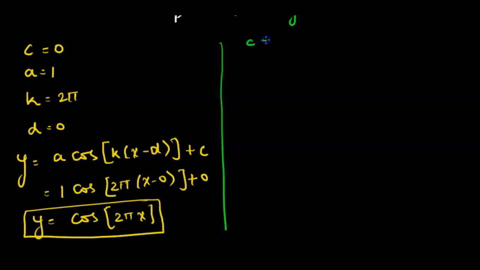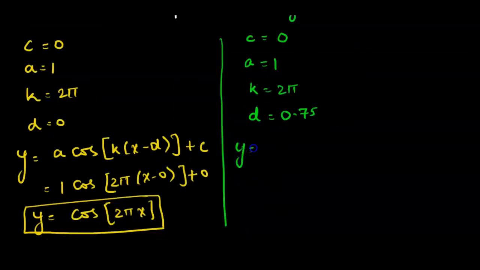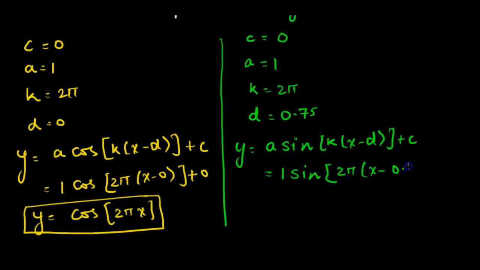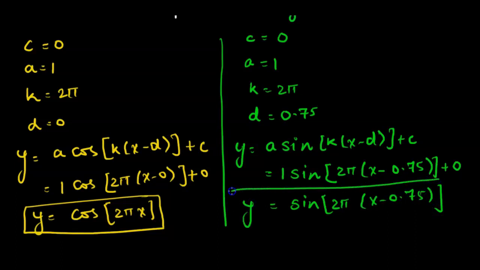And this is what is going to describe the equation of the graph in terms of cosine function. Second scenario, c, a, and k for a particular graph will never change. So c we determined was 0. A was 1, k was 2 pi. Now if d is considered 0.75, then the equation is going to be y is equal to a sine k(x minus d) plus c. A value is 1, sine k value is 2 pi, x minus 0.75 plus 0, and this would give us sine 2 pi (x minus 0.75), and that's the final answer for y is equal to sine x equation for the given graph in terms of sine function.